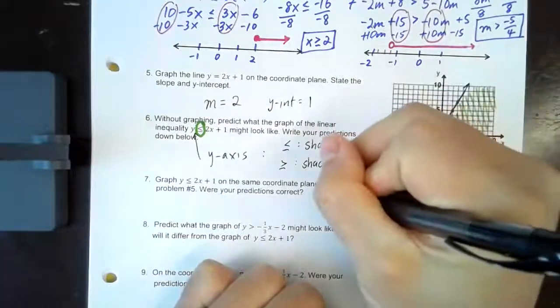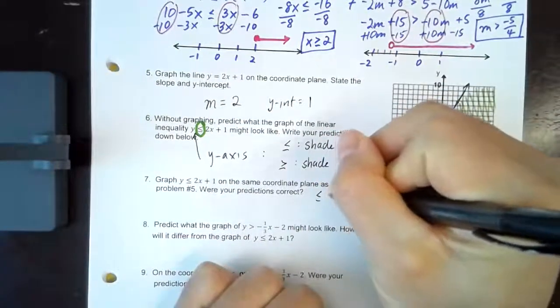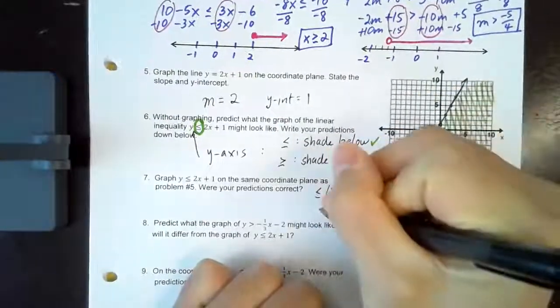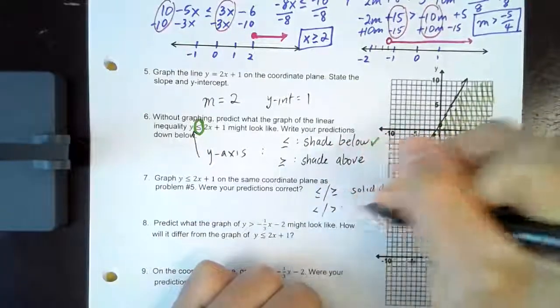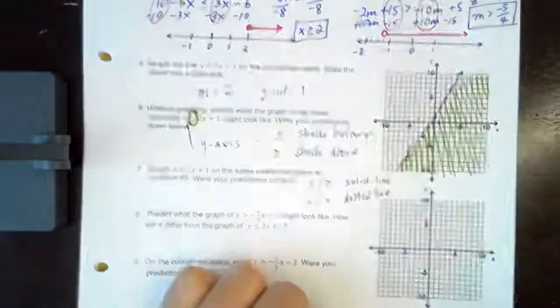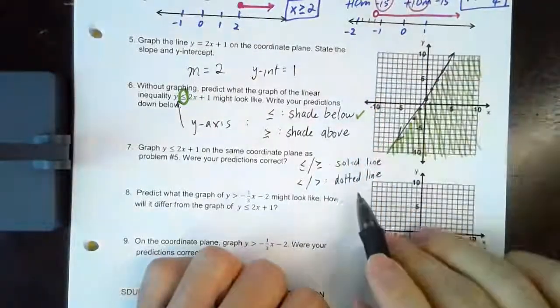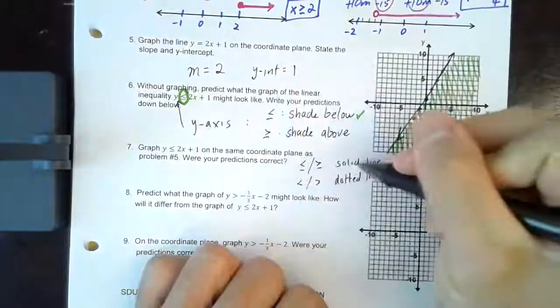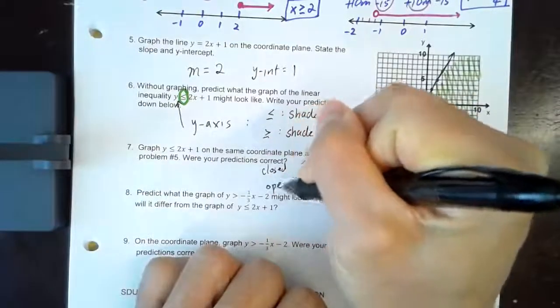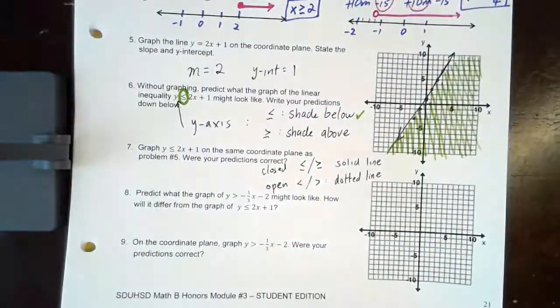Okay. Now there's one other thing I want to talk about, and it's the fact that this was a less than or equal to sign. A less than or equal to sign and a greater than or equal to sign means it's a solid line. And then the less than or greater than sign is a dotted line. I could talk about that more in detail, but just remember that just like an open circle and a closed circle, a solid line means it's closed, and a dotted line means it's open, kind of like an open circle.